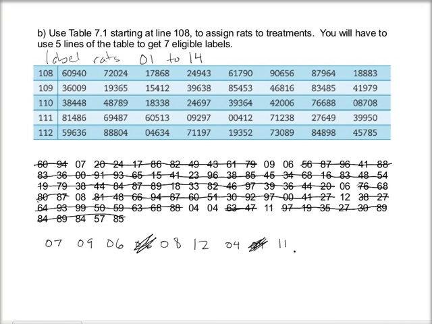And that leaves me with 7 labels, so these are my rats that I'm going to assign to my first treatment. So this leaves me with 07, 09, 06, 08, 12, 04, and 11. So these will be given the tea extract treatment, and the rest of the rats will be given the placebo.